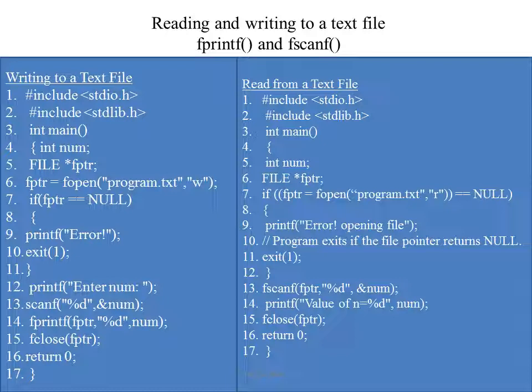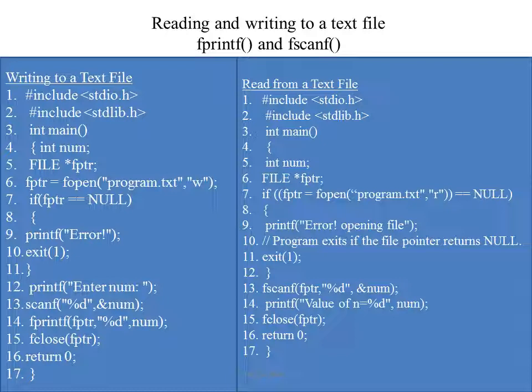Now if the file is opened properly, meaning fptr is not equal to null, then we come to line number 12. In lines 12 and 13, we are taking the input from the user with simple printf and scanf, as we have already done. In line number 14 we want to print that number to a file.